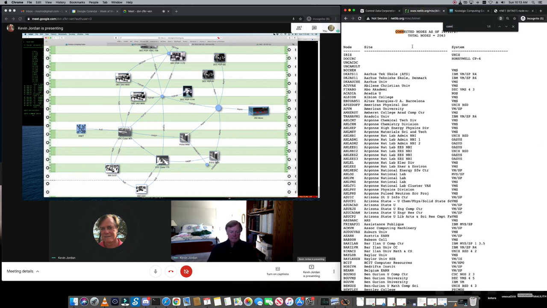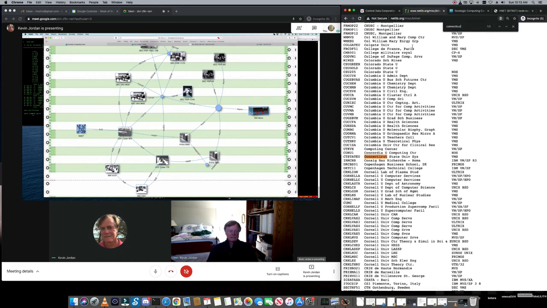Okay, so I have a list here of the nodes on BitNet in the early 80s, and I just found it. So City State U was the node of the Connecticut State University system, and it says here it was running VMS. I don't recall that part.